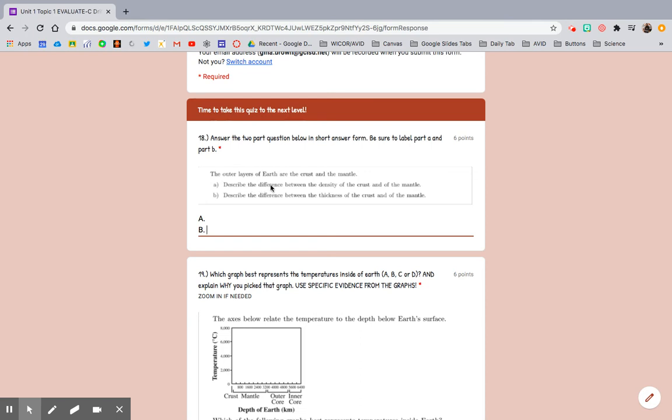So letter A, describe the difference between the density of the crust and the mantle. So density is mass divided by volume, how much matter is in a section. Not how heavy it is, but kind of how tightly packed. So what does the density look like of the crust versus the mantle? In letter B, describe the difference between the thickness of the crust and the thickness of the mantle. So you can even go back to that video that I showed y'all before and give me some data.